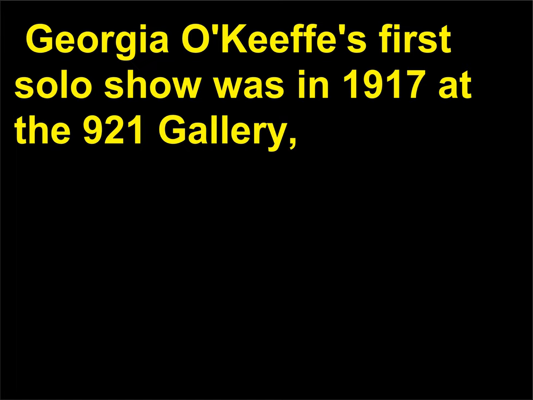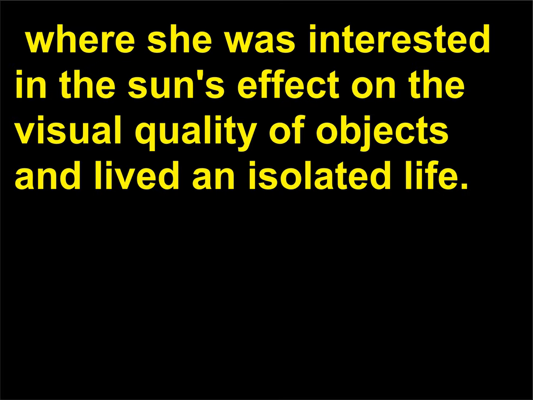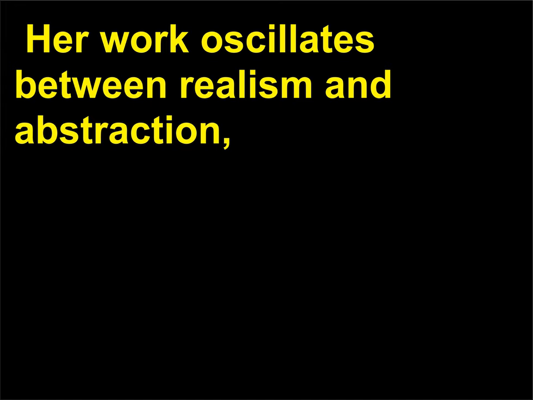Georgia O'Keeffe's first solo show was in 1917 at the 291 Gallery, run by photographer and collector Alfred Stieglitz, who she later married. After his death in 1946, O'Keeffe permanently relocated to New Mexico, where she was interested in the sun's effect on the visual quality of objects and lived an isolated life. Her work oscillates between realism and abstraction, and her powerful images have brought her celebrity status as an artist.